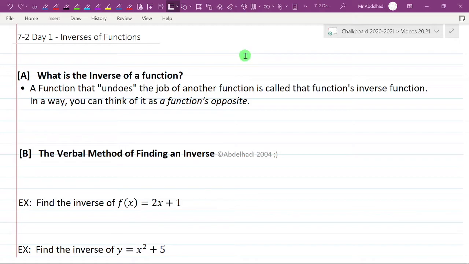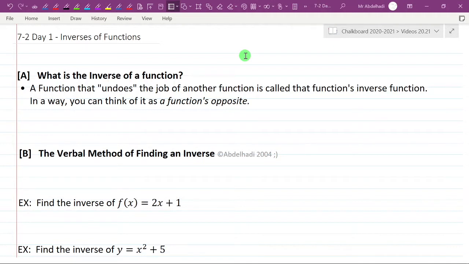Okay, welcome back. Today we're going to be talking about inverses of functions. Now, what is an inverse of a function? Well, the word inverse kind of sounds like reverse, doesn't it? Reverse meaning to shift into the opposite direction, right? You reverse your car. Well, the inverse of a function is sort of like a different function that does the opposite of your original function.